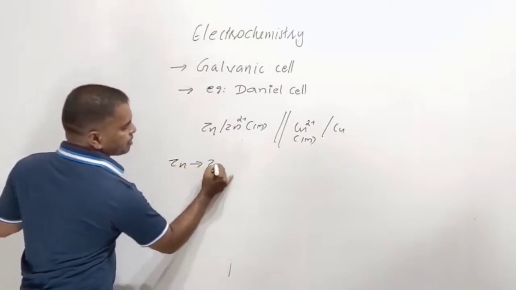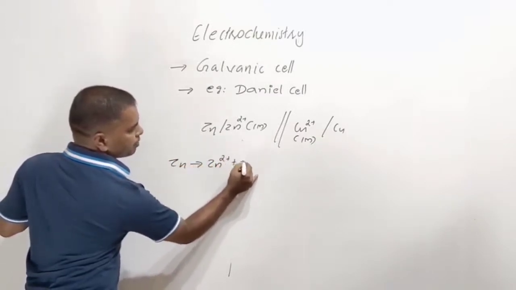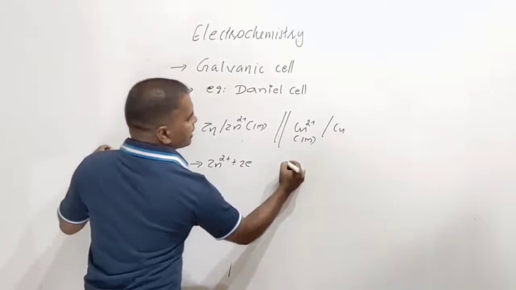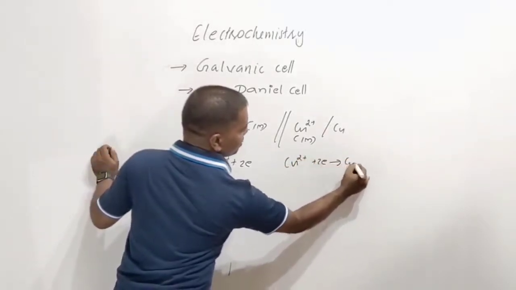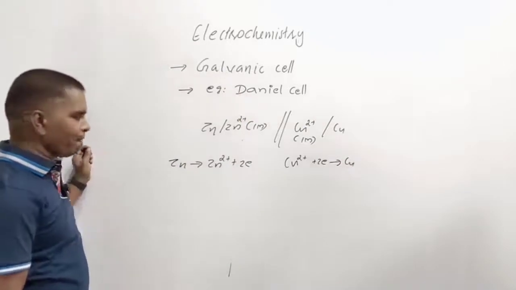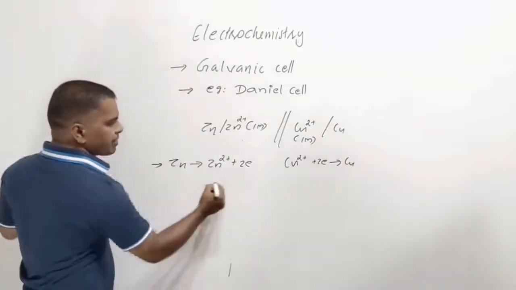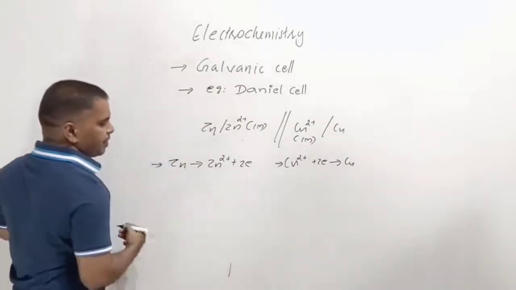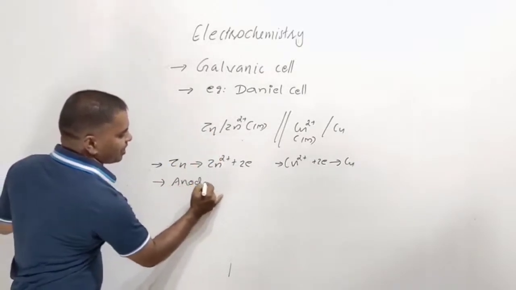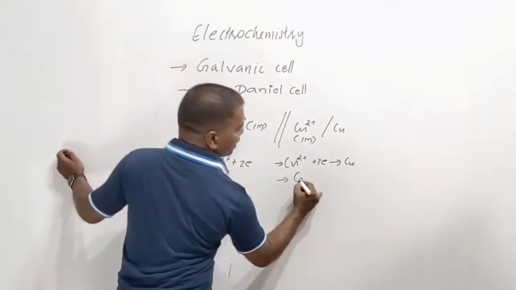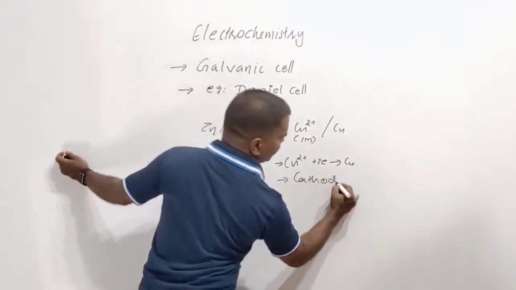Zinc becomes Zn2+ plus 2 electrons. And here reduction takes place. Cu2+ plus 2 electrons gives copper, right? Here oxidation takes place and here reduction takes place. The electrode at which oxidation takes place is known as the anode. Okay. The electrode at which reduction takes place is known as the cathode.